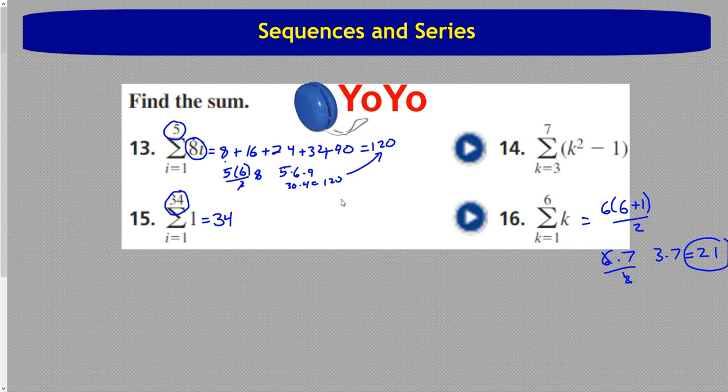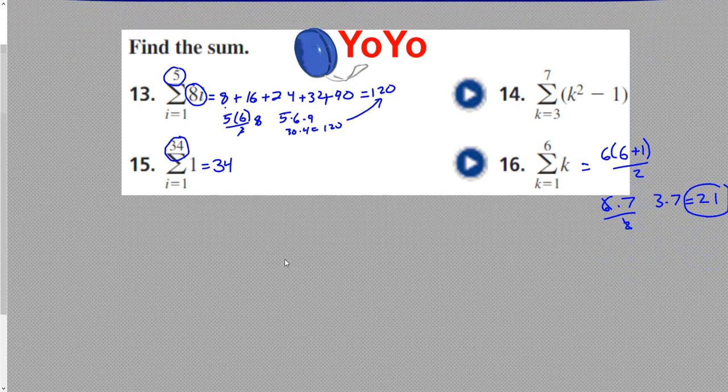And then last, k squared minus 1 from 3 to 7. That one is definitely not a rule that we have. So we're going to have to just do it. So I need the third term, fourth term, fifth term, sixth term, and seventh term. There's not 1,000 of them. Now, if this went all the way up to 1,000, this would be a much more difficult problem.